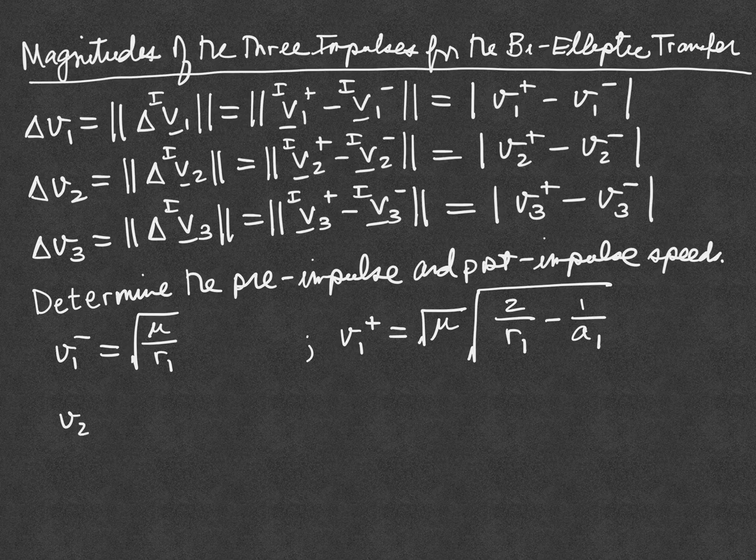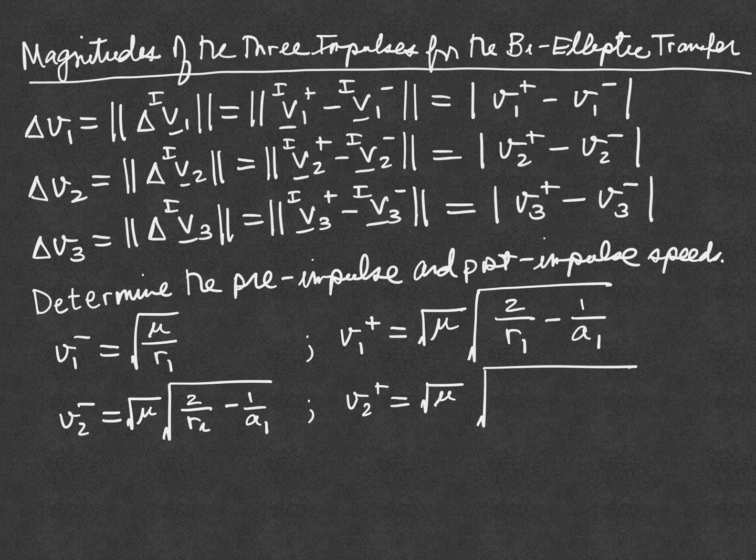So next, V2 minus is equal to square root of mu times the square root. Now, after we traverse that half ellipse and we're at the location of the second impulse, we're a distance Ri away from the focus. So this is 2 over Ri minus 1 over A1, because we're still on the first transfer orbit at that point. And once we apply the impulse, so now with V2 plus, this is equal to the square root of mu times the square root of 2 over Ri minus 1 over A2, because after applying the second impulse, we've been placed onto the second transfer orbit.